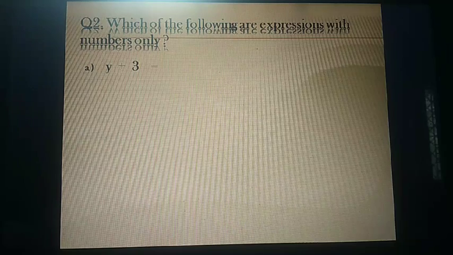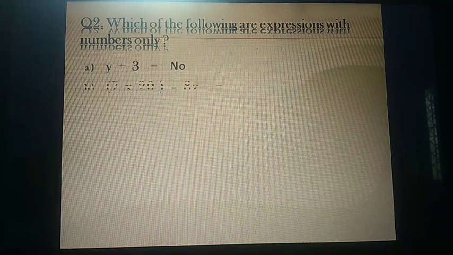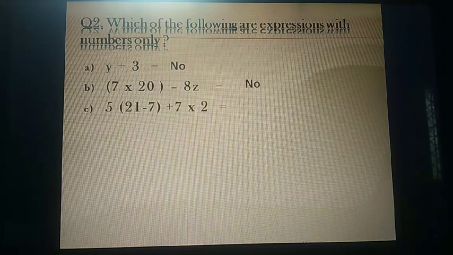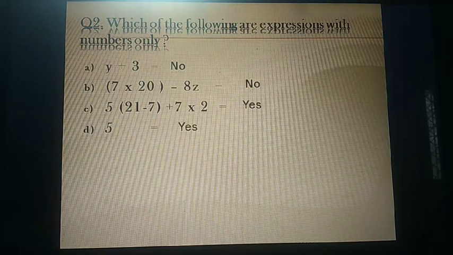Here y is a variable, so we will not consider this one. In the next one, z is a variable. Again, we will not consider this. In the next one, there is no variable. So, yes, we will consider this expression. In the next, it's 5 only, and this is an expression which has no variable. So, again, we can consider this one.